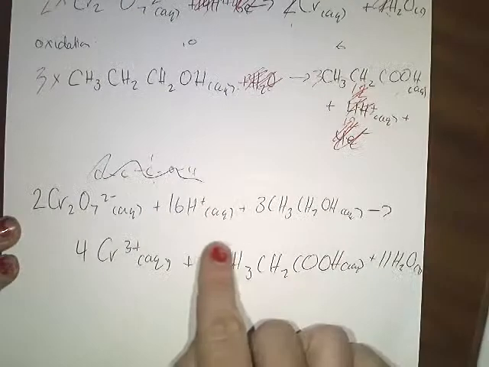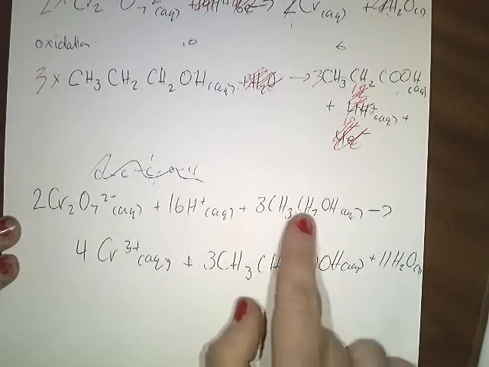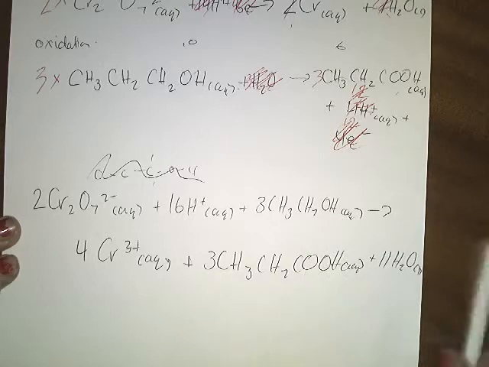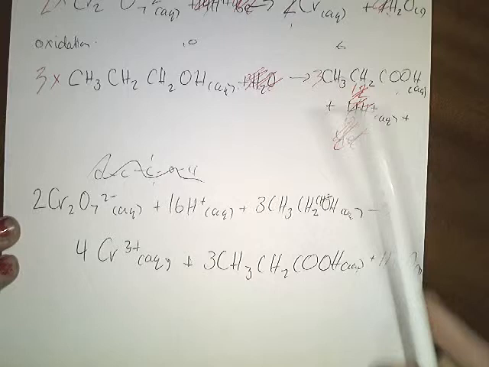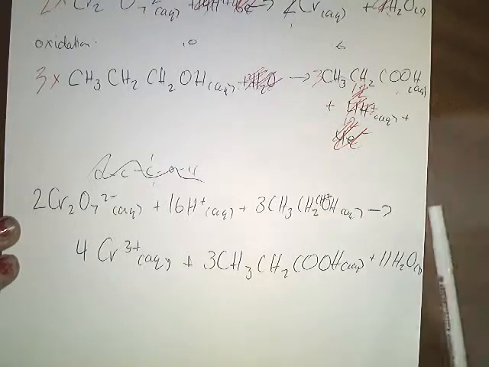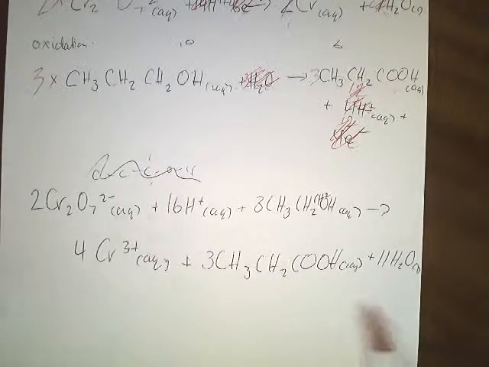So the overall equation would be like this. Okay, there you have it. You can always double check to make sure, oh, I'm missing a CH2 there. You can always double check to make sure that your charges balance in the full equation.